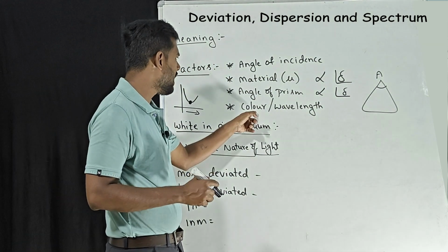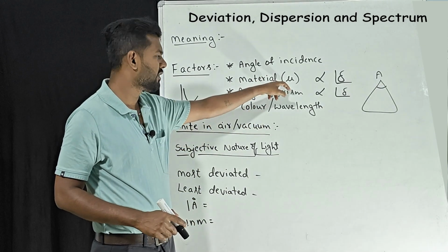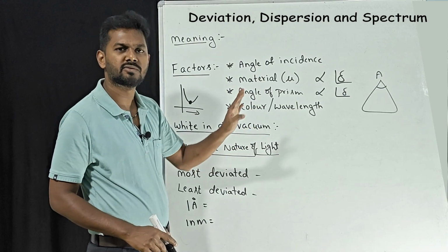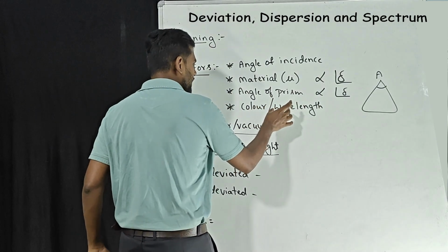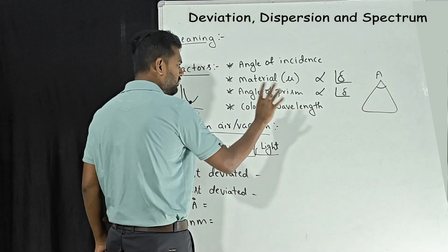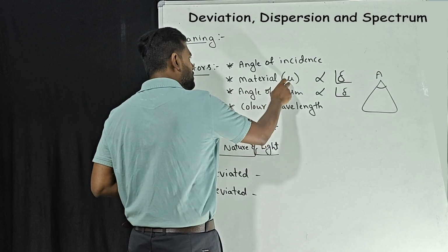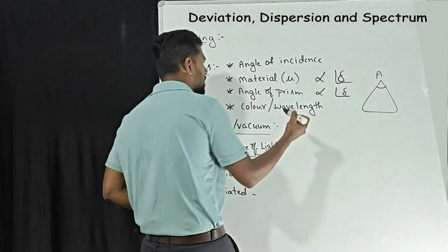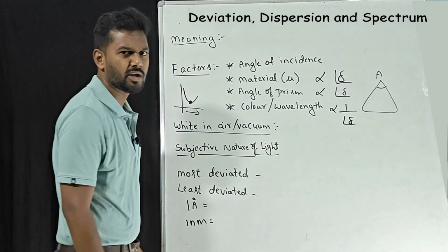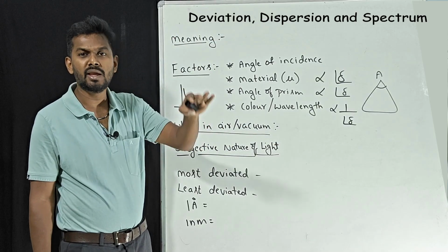Next, color or wavelength. We know color and refractive index are inversely proportional, correct? You can take it as color or wavelength, anything is fine. You don't have to worry about it. Whenever I talk about wavelength, that means we are talking about color. If I am talking about color, we are talking about wavelength. You have to think like that. Color or wavelength are inversely proportional to refractive index, so they are also inversely proportional to angle of deviation. So if the wavelength is more, deviation will be less.